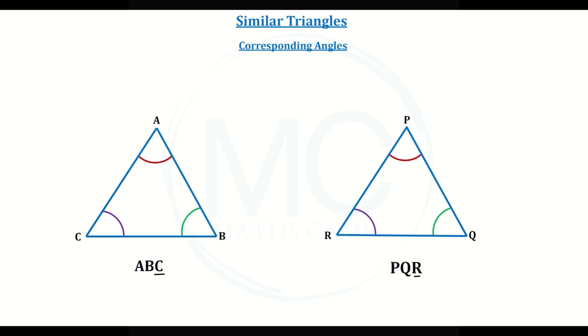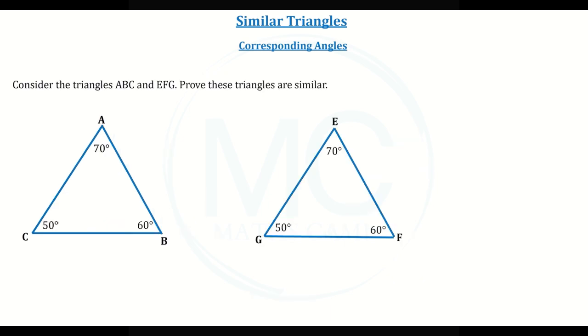If angle A is equal to the corresponding angle P, and if angle B is equal to the corresponding angle Q, and C is equal to the corresponding angle R, then we have two similar triangles, and we can say that triangle ABC is similar to triangle PQR. Now we have a general idea of corresponding angles, so let's look at some examples.